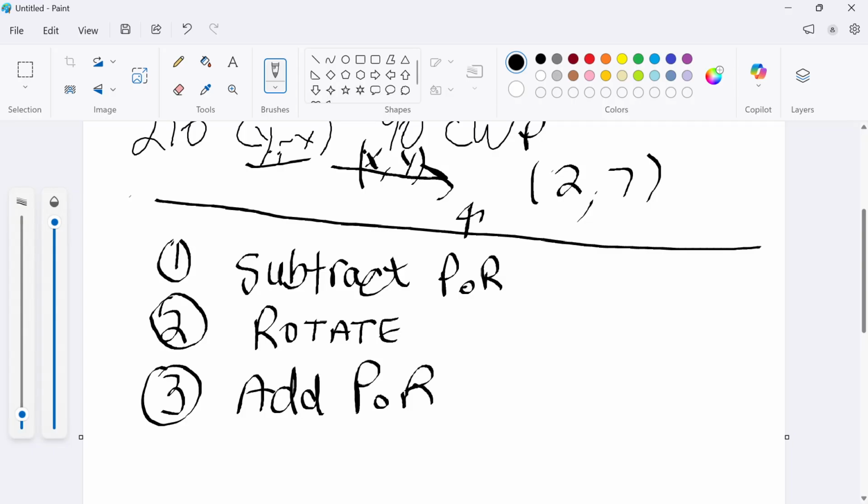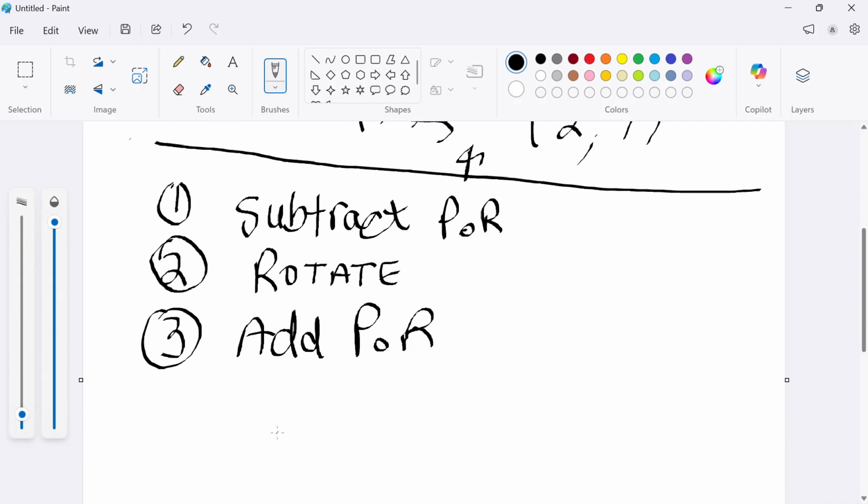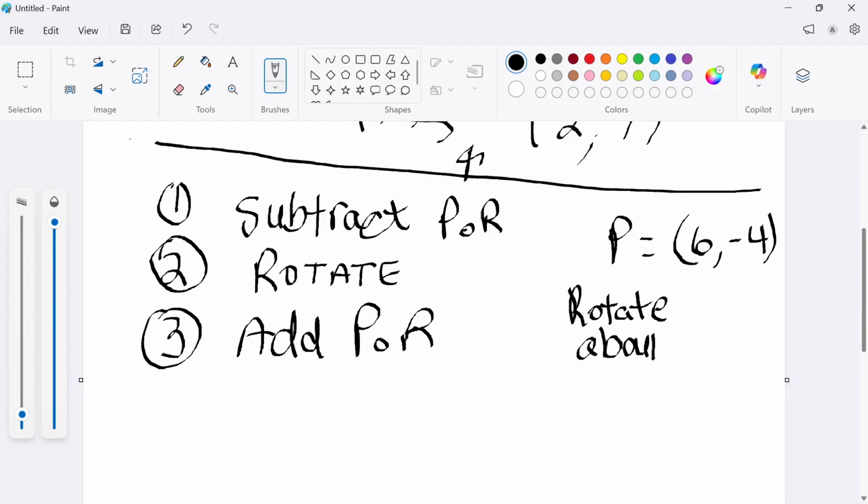So I'll give an example. It could be done with 1 point. It could be done with 100-sided figures, with 100 points. It's all the same. Let's say I have a point. The point is 6, negative 4. And I want to rotate, I would say around, but they always say about, rotate about the point 4, negative 4. So step 1, subtract the point of rotation. 6 minus 4 is 2. Negative 4 minus negative 4 is negative 4 plus 4 is 0.